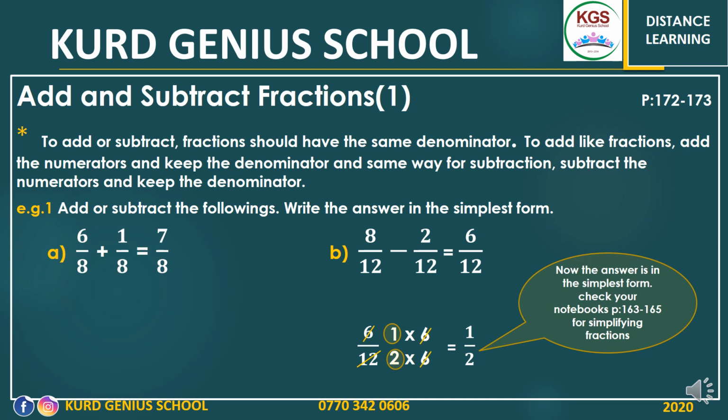So 2 times 6 is 12. We have the 6's common, so they cancel each other, and the numerator with the denominator cancel each other. What is left? 1 is left for the numerator and 2 is left for the denominator, so the simplest form of the fraction is 1 over 2 or half.